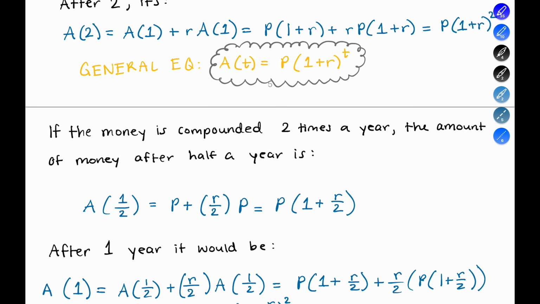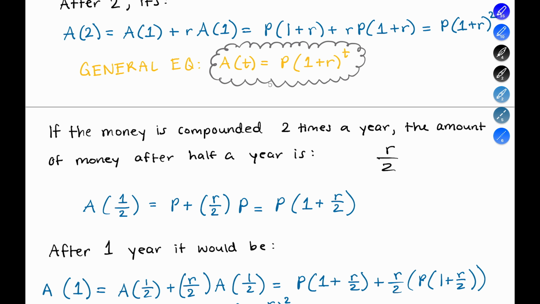If the money is compounded 2 times a year, then the amount of money after half a year is going to be r divided by 2. So if it's compounded 2 times a year, then r would be r divided by 2, basically.